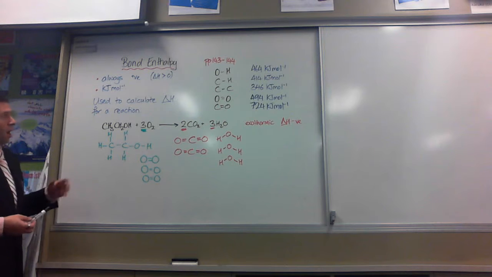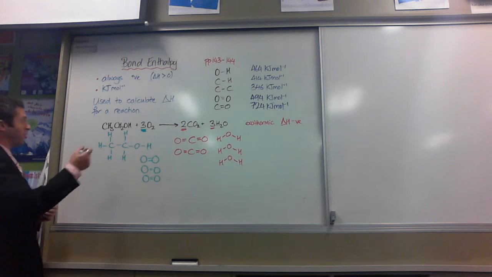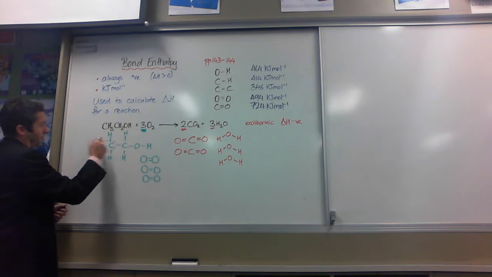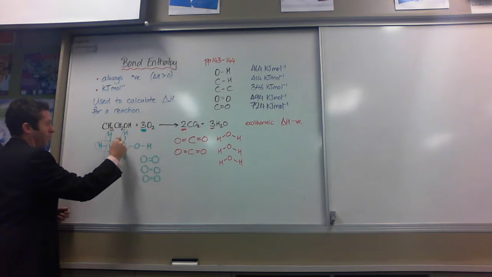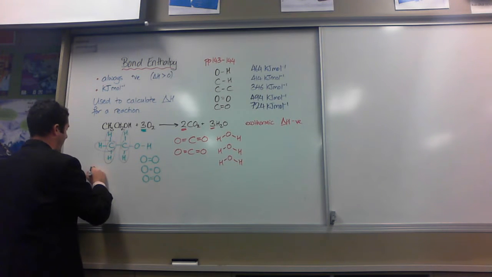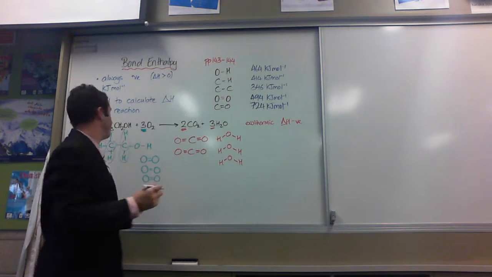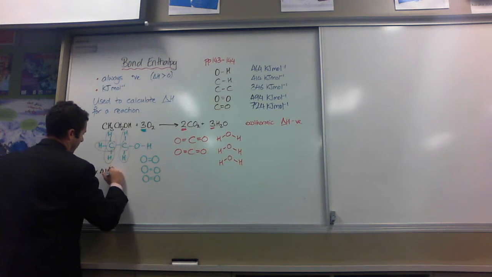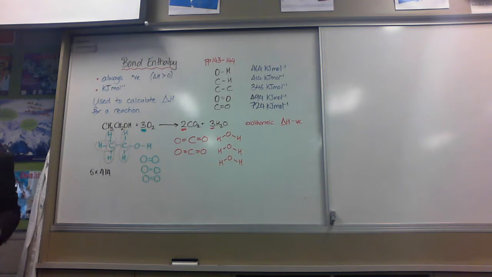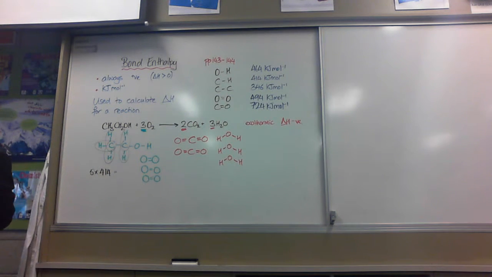So, I'm going to identify a bond, find out how many there are. The first bond I'm going to look at is the CH bond. There's 1, 2, 3, 4, 5 of those. So I'm going to write 5 times, here's CH here, 414. I'm not going to worry about my units, this is just my working. So I'm going to need one of you to tell me what 5 times 414 equals, please. 2070.